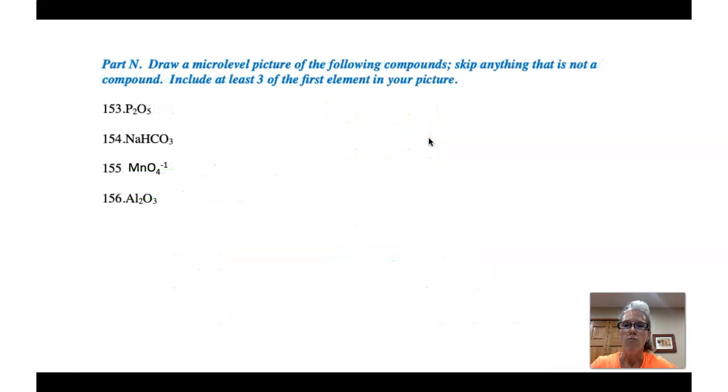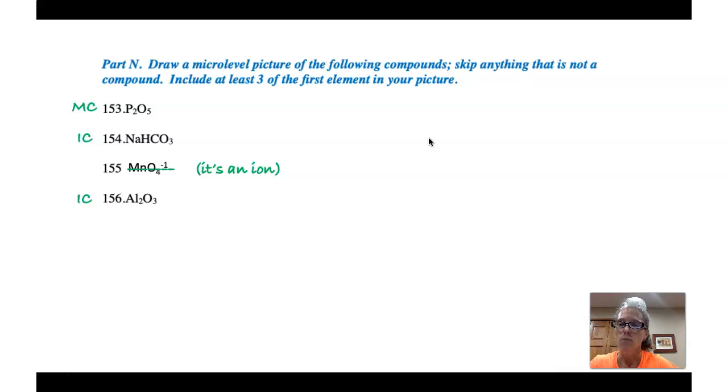So this time, similarly, draw a microlevel picture of the following compounds, any kind of compound. If it's not a compound, skip it. Okay, so once again, pause the video, come on back when you're ready. Okay, so if we quickly skim through these, we can see that we should eliminate 155 because it's an ion. If we look a little deeper, we see that 153 is molecular and the other 2 are ionic. Okay, so that's going to change and determine how we draw these.